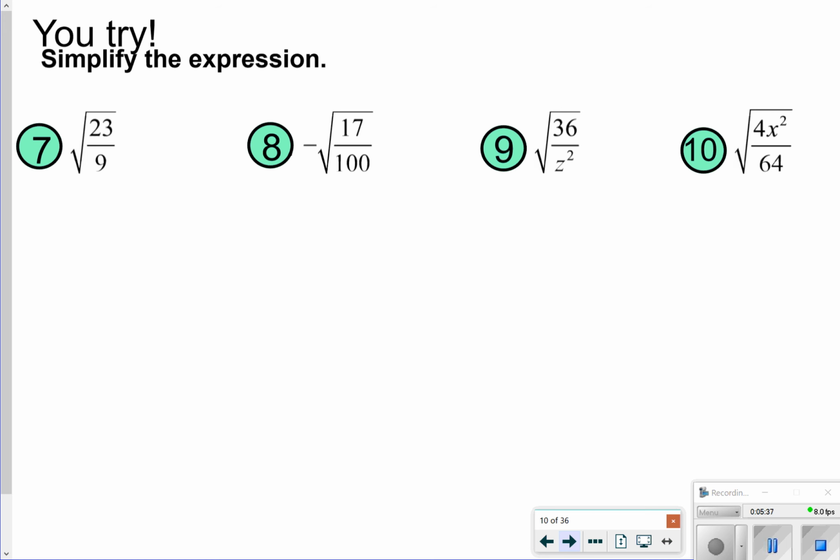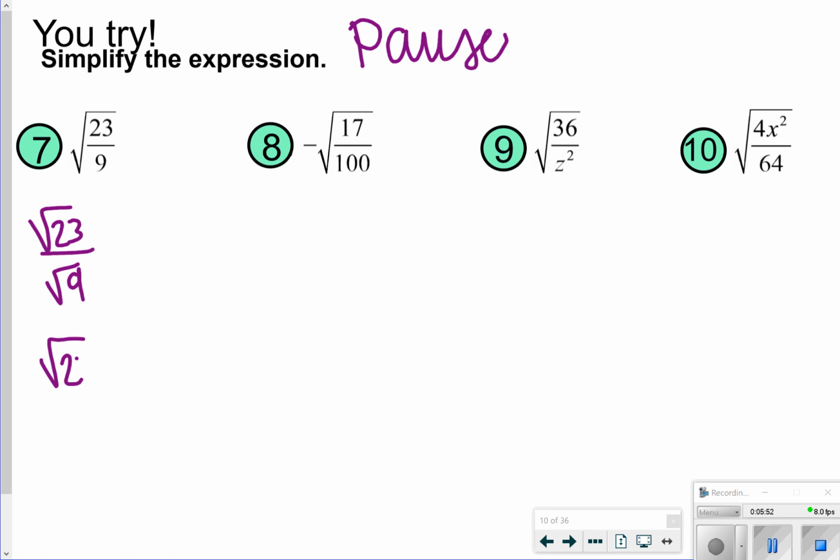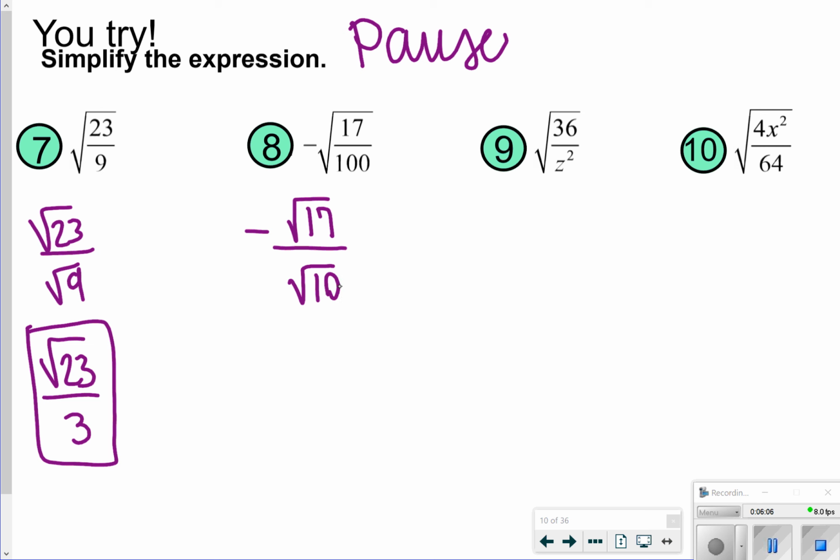Alrighty, so here are the last 4 in our notes we're going to try. We're just going to simplify the expression using the square root quotient property. So let's go ahead and pause here so you can try 7 through 10, and then once you're done, click play. So for number 7, I just separated my square roots to be the square root of 23 over the square root of 9, which means my answer is square root of 23 over 3. Number 8, notice I have my negative on the outside, so it is just going to go with me wherever these answers go. So the negative square root of 17 over square root of 100, and then the square root of 100 can be solved, so I have the negative square root of 17 over 10.